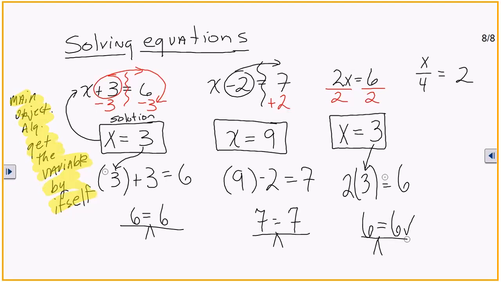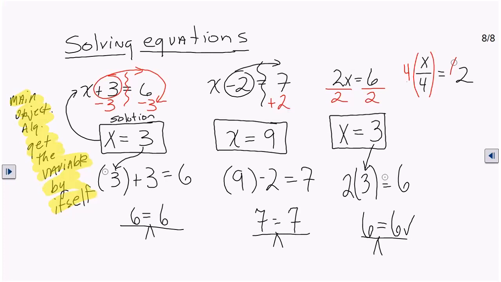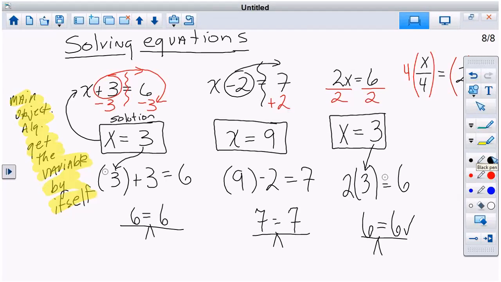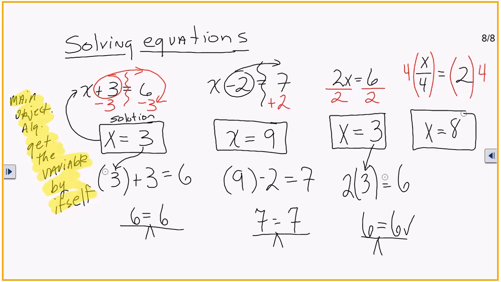And now the last one, x over 4 is equal to 2. How do you undo dividing by 4? You multiply by 4. Excuse me. And if you multiply on one side by 4, you have to multiply on the other side by 4. And that gives us x is equal to 8. And that is your solution.